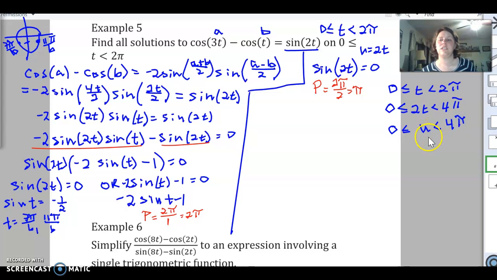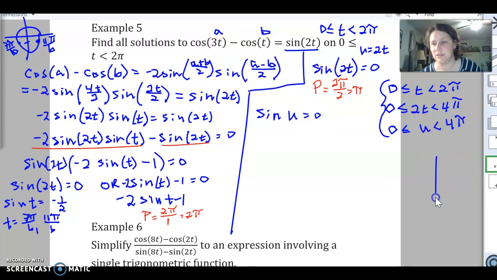And when we take our equation, we solve for u. We just need to know that we need to find enough solutions, all solutions between 0 and 4 pi. Then when we go back and solve for t, we have all of our solutions and we don't have to worry about anything else. So these are the steps that I want you to take whenever this happens. So let's take our sine of u equals 0. We set u equal to 2t and solve for that. So when is sine of u equal to 0?